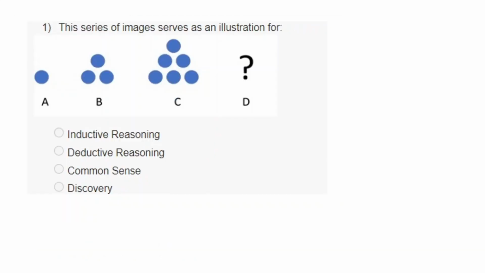This series of images serves as an illustration for, again, anybody who will try? Inductive, ma'am. Yeah. Why? Because there's a pattern. Yes. So there's a pattern of stuff over here. You can see one, then it becomes three. Basically, a triangle kind of structure is formed, and the number increases correspondingly. So that's a pattern that you see. So that's kind of inductive reasoning.